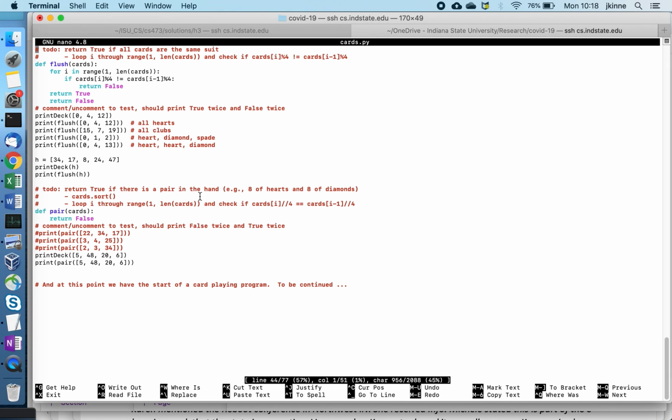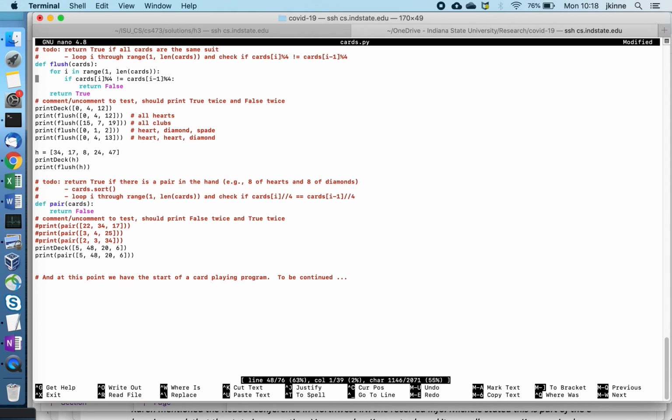Okay, so for the pair, you're going to have a function that's similar to the flush. You're going to go through each adjacent numbers. The difference is you first need to sort the cards. And then your condition here, instead of taking the remainder, you want to take the quotient. And the condition here is going to be different as well. So instead of this, we'll have, if the numbers are the same, we return true.